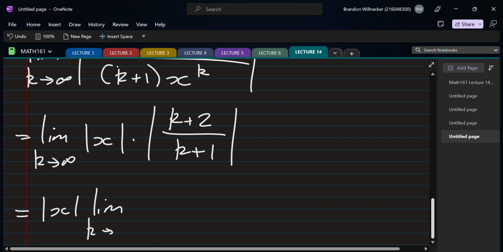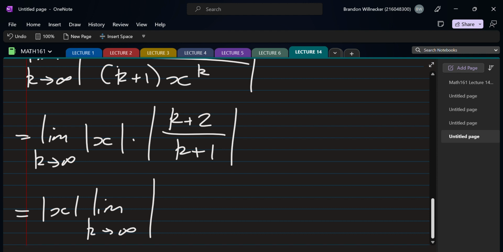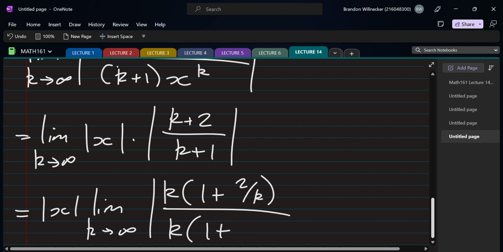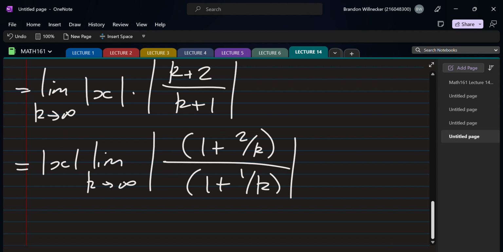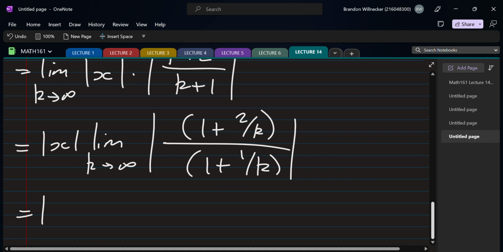Then we have the limit as k goes to infinity. Here, again, we've got that problem of infinity over infinity. We can factor out a k. So we'll have k times (1 plus 2 over k), and then k times (1 plus 1 over k). Okay, so we get rid of that, we get rid of that. So now if k goes to infinity, the 2 over k will be 0, 1 over k will be 0. 1 over 1 is 1. So that's the absolute value of x.